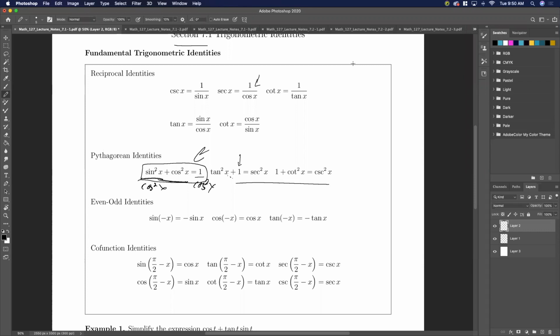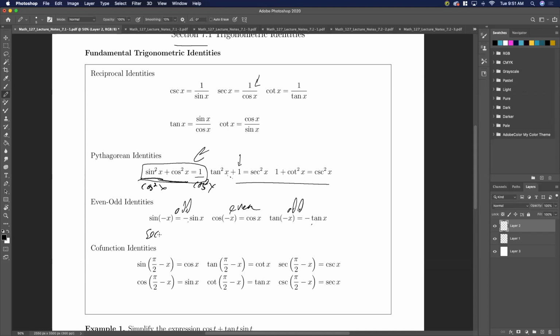So these are the reciprocal identities. Here's the Pythagorean identities. Here are what we call even and odd identities. So sine is an odd function, right? So this means it's odd. I plug a negative x into the function, I get back the negative of the function. That makes it odd. This is an even function. I plug a negative x, I get back the original function. And here, this is again an odd function. And since this is odd, this is even, this is odd, that makes cosecant.